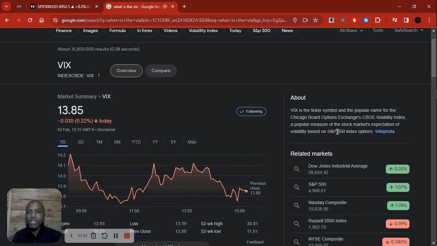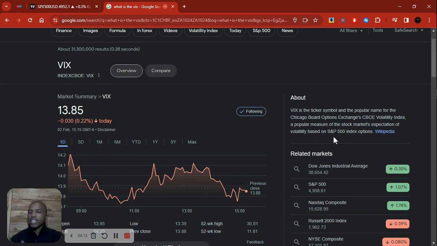No, I'm not referring to that. I'm referring to this right here when I say VIX. It is a popular measure of the stock market's expectation of volatility based on the S&P 500 index, right?